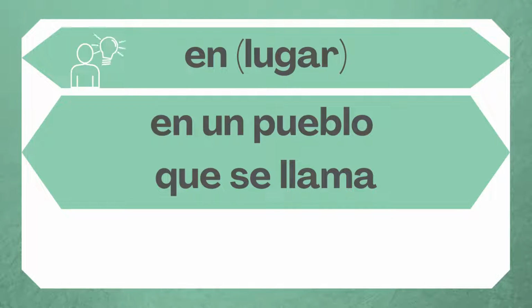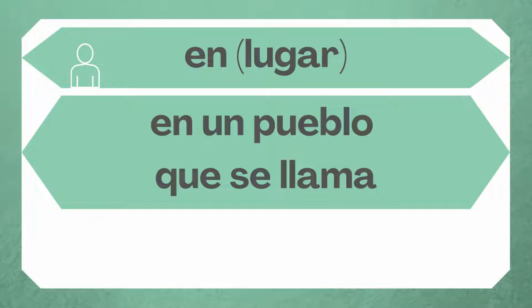And the same sentence you can do with a village. Vivo en un pueblo que se llama. I live in a village which is called. Or directly mention the name of the village if you're sure the other person knows the village. So in this answer, vivo en, you can mention the place, the city, or the village.